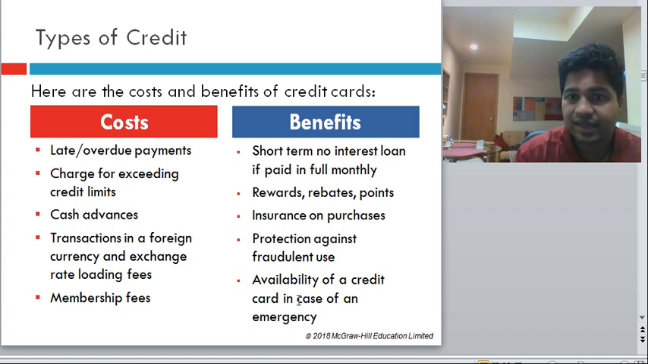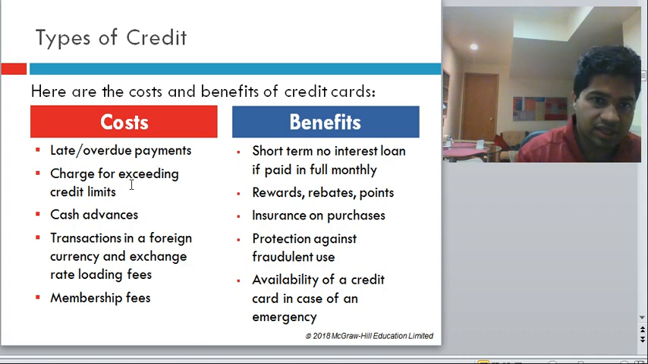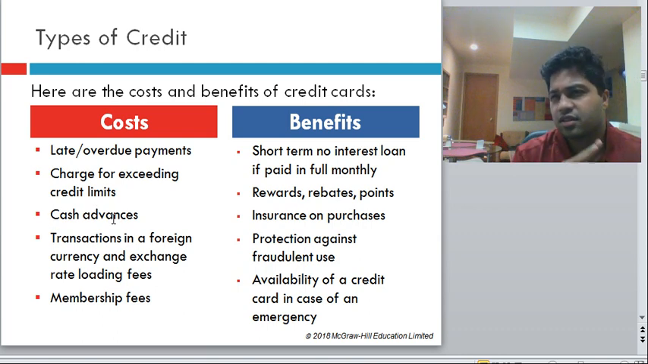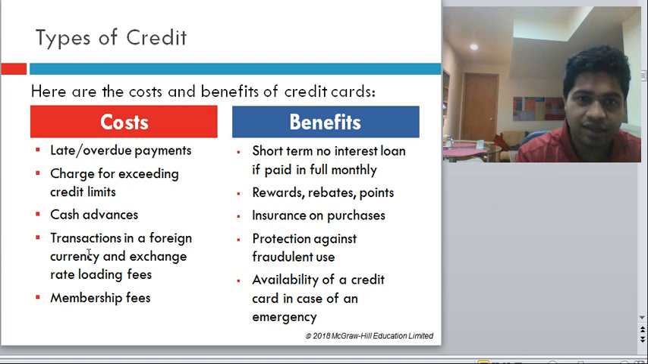Availability of credit card in case of emergency, this is a big thing. Cost: late and overdue payment, charges for exceeding credit limits, cash advances. This is a very bad idea. If you take cash advances on your credit card, you are charged a one time fee, then you are charged interest on that cash advance, and these are very expensive loans. So try to avoid doing that.